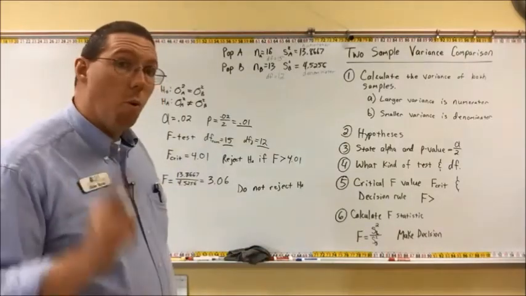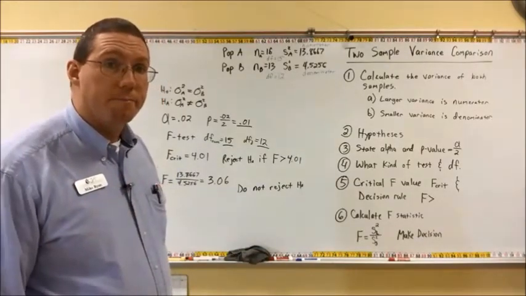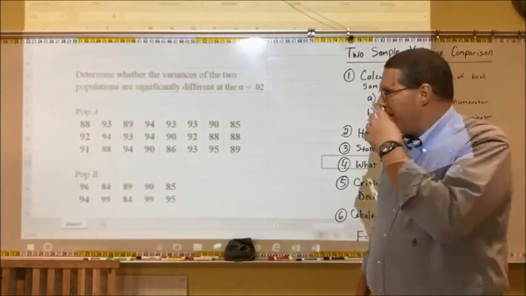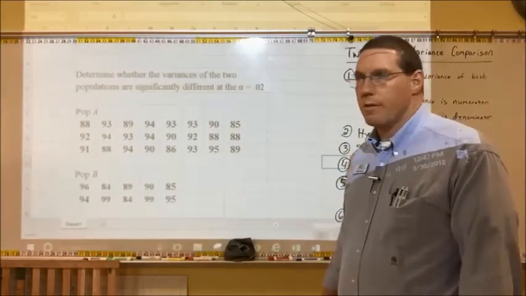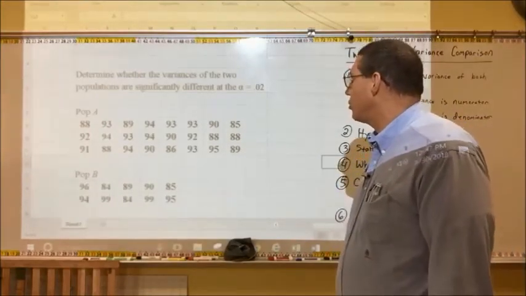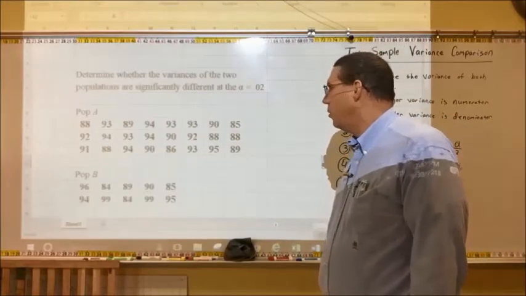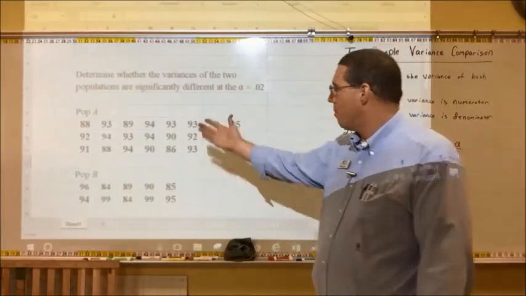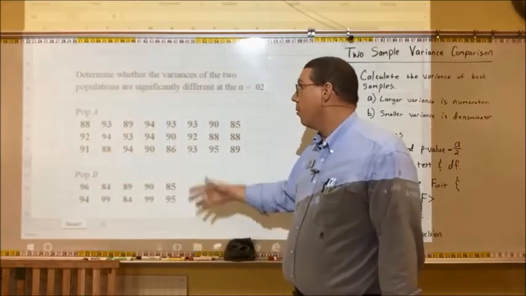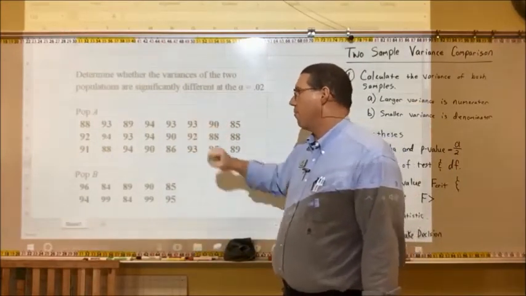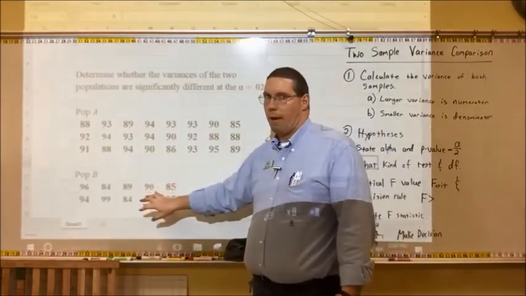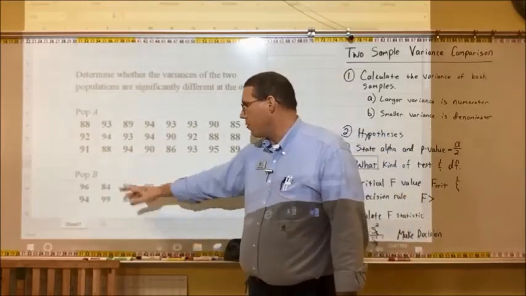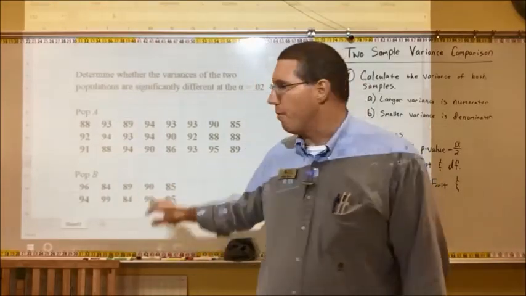So let's do one more example and we should be good to go. All right, here's one more example. It says, determine whether the variances of the two populations are significantly different at the alpha equals 0.02 level. Here's population A, population B. Well, it's not population, it's the sample from population A. This is the sample from population B. You can see we got a much smaller sample from population B than we did from population A.